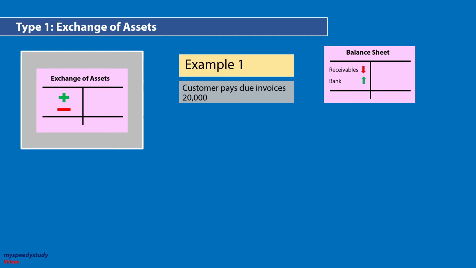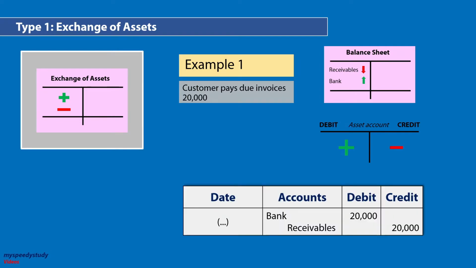How do we write this down in the accounts? If an asset account increases, it is a debit. If an asset account decreases, it's a credit. Now we have 2 asset accounts. The asset account that increases is the cash. So there we have the debit record. And the asset that decreases is the receivables. So there we have the credit record. So the journal entry reads, debit record bank, 20,000. Credit record receivables, 20,000.